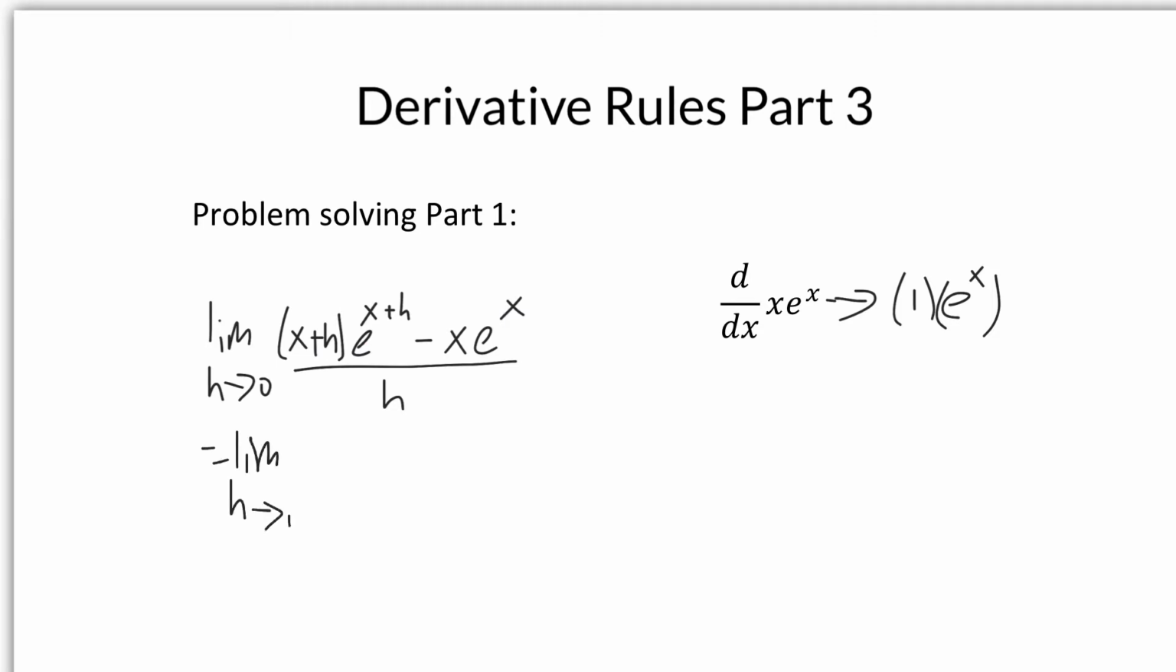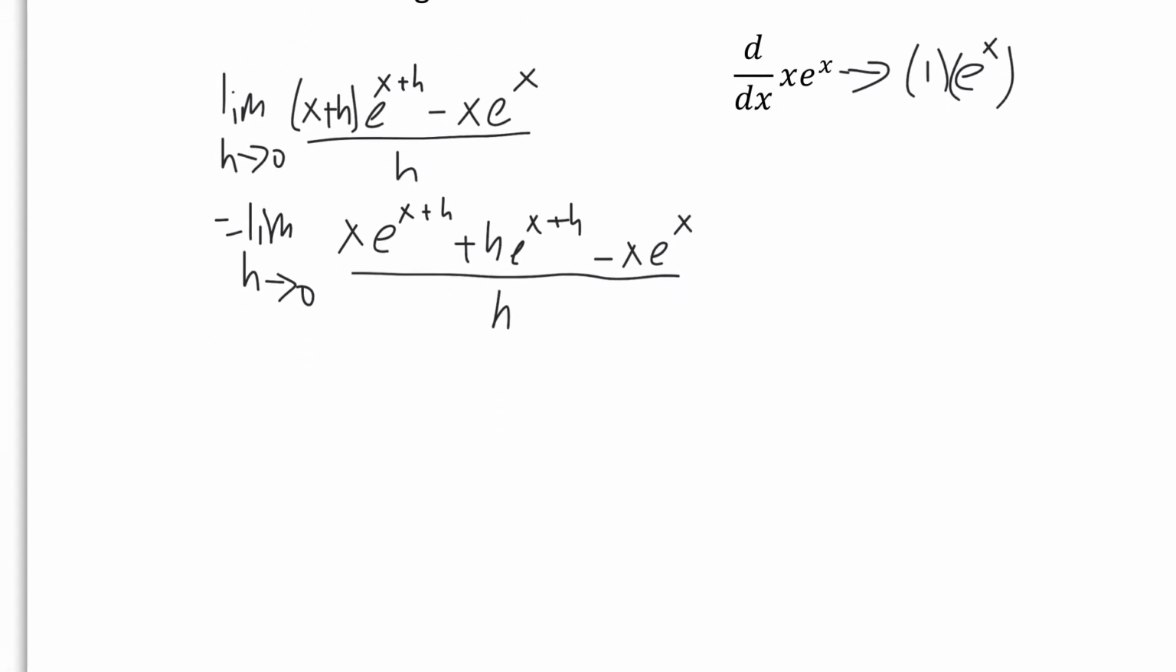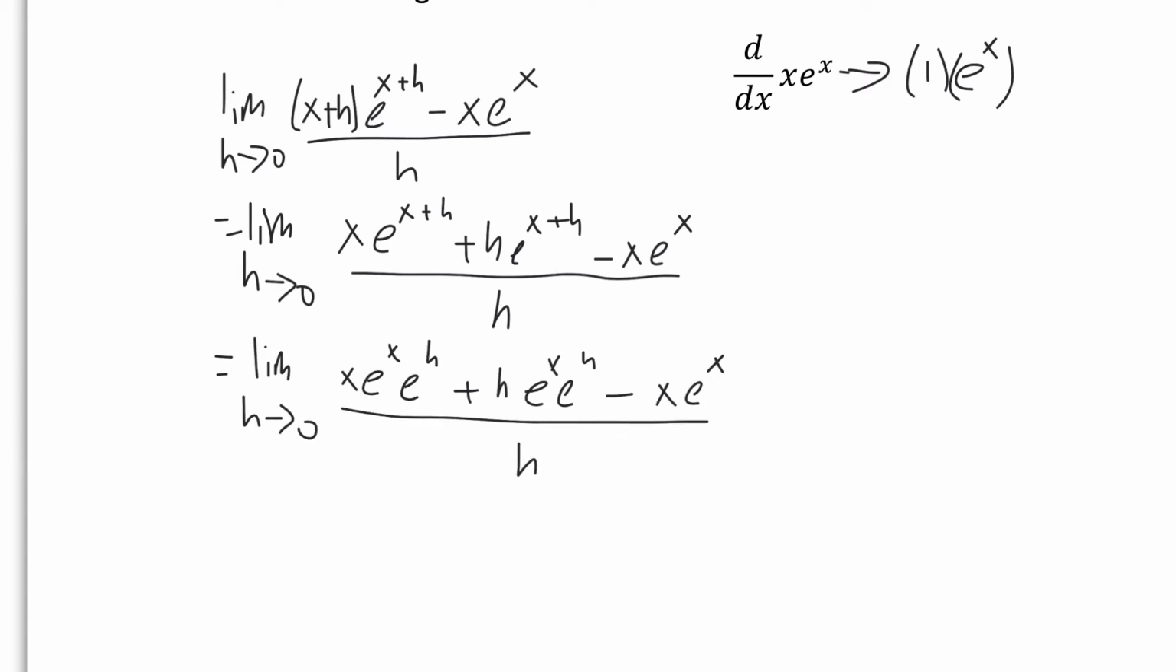We'll get the limit as h approaches 0 of x e to the x plus h, plus h e to the x plus h, minus x e to the x, over h. Now, I want to expand these e to the x plus h's, because these are going to be e to the x times e to the h using exponent rules. So we can write that as the limit as h approaches 0 of x e to the x e to the h plus h e to the x e to the h minus x e to the x over h.